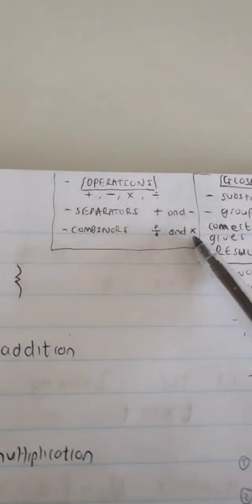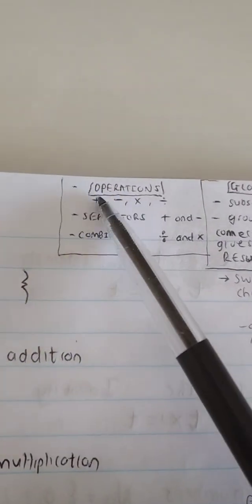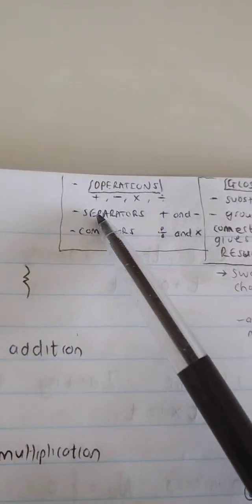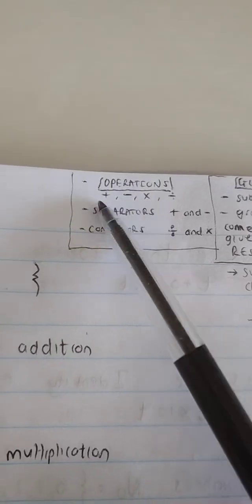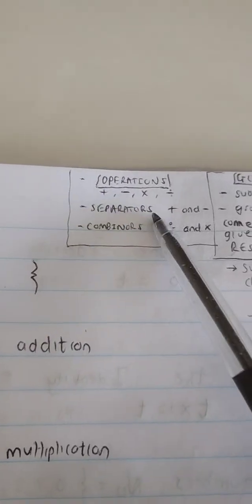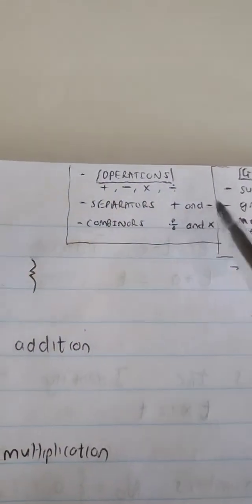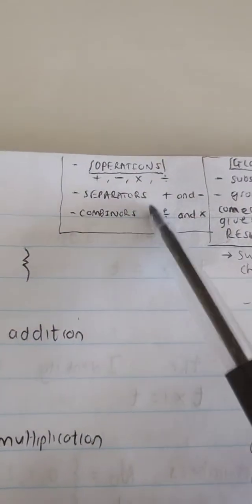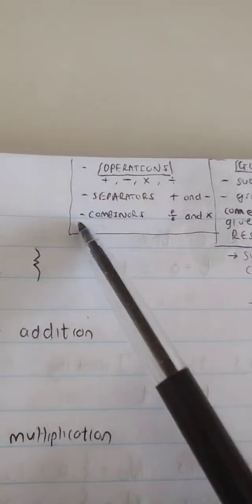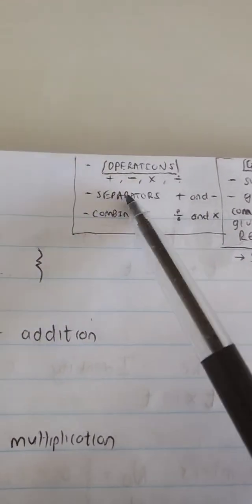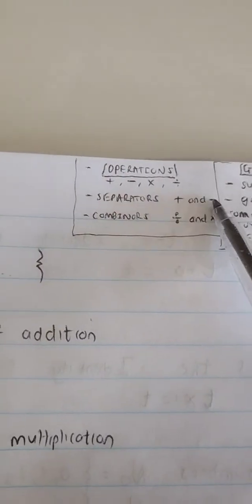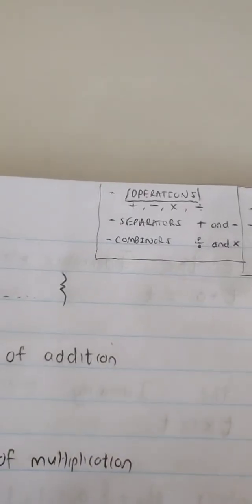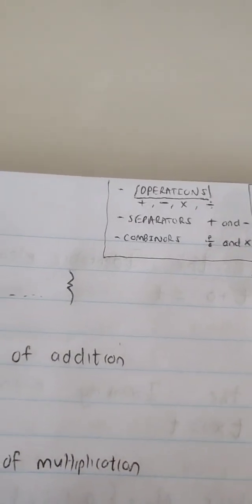Then I wish to say the following as well. In your operations, addition, subtraction, multiplication, and division, you have what you call your mathematical operation separators. Plus and minus separate terms, but division and multiplication combine terms. So we have separators and combiners. Who separates? Addition and subtraction. Who combines? Multiplication and division.